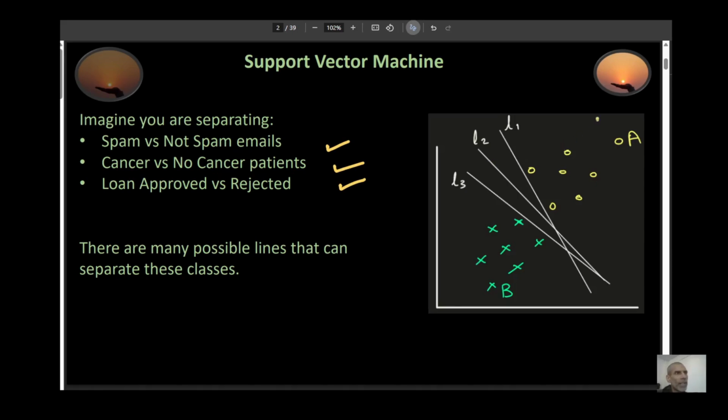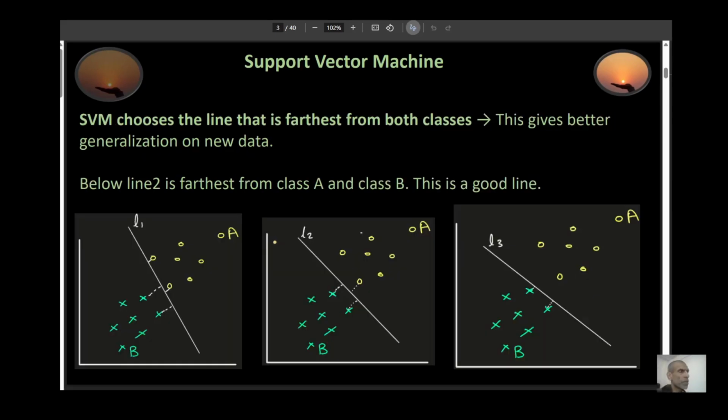So let's say one of the classes is class A and the other one is class B. Now, there are many decision boundaries you can draw. You can draw this line, this line, or this line right here. Each one of these lines separates your class A and class B. But which one is better? Your support vector machine chooses the line that is the farthest from both the classes, and this way it gives you a better generalization on new data.